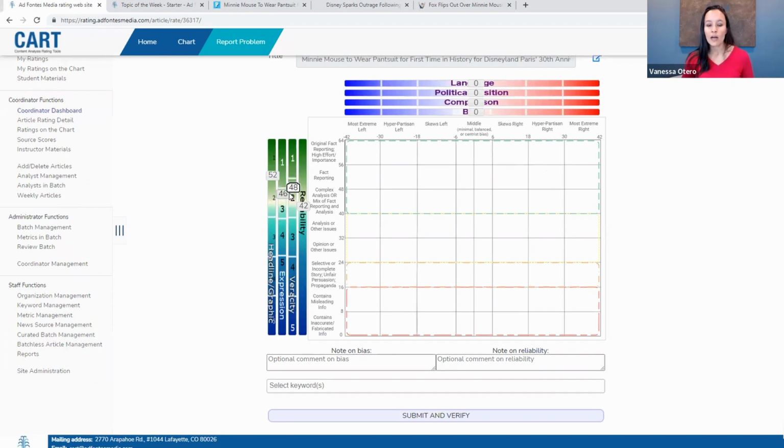Veracity is like truthfulness and factuality. So how true are these statements? So far, no reason for us to doubt that there's anything untrue about these statements. So high score for veracity. So in general, this is looking like a fact reporting article. Let's wait a little bit on bias. I don't see too much bias here other than positivity.